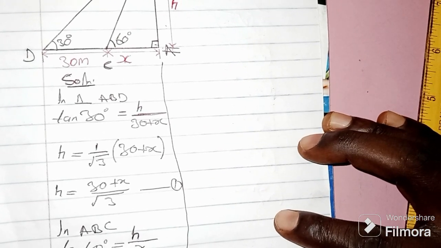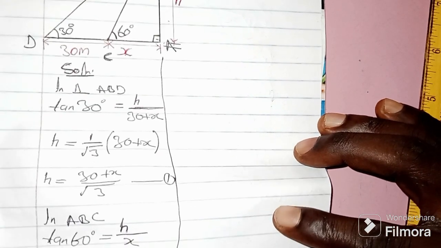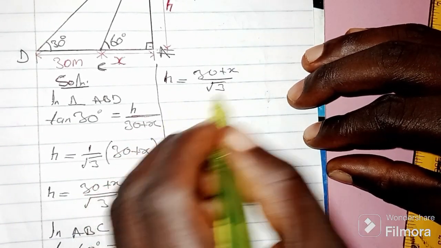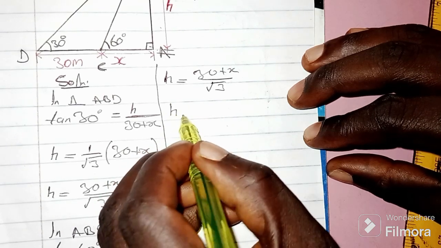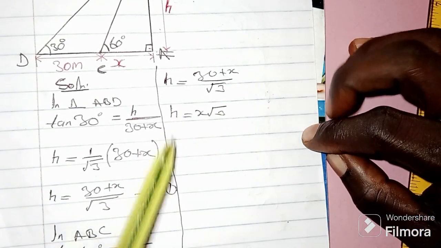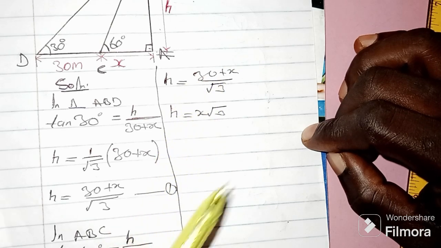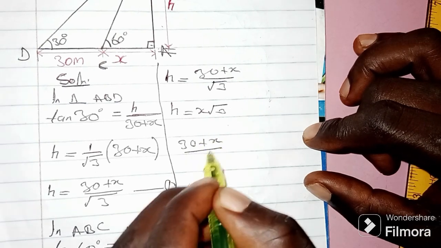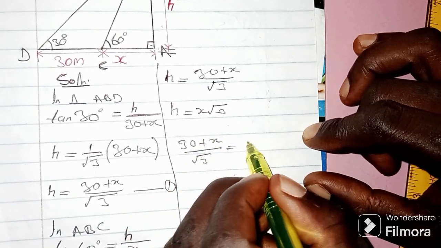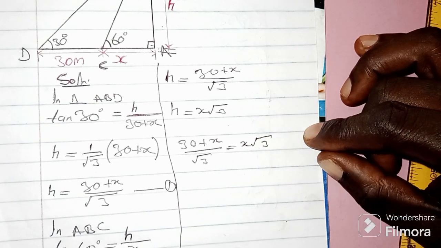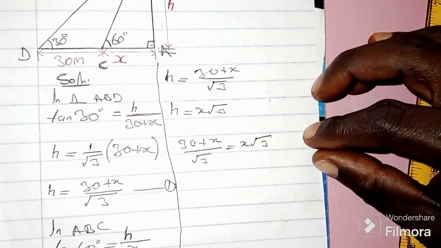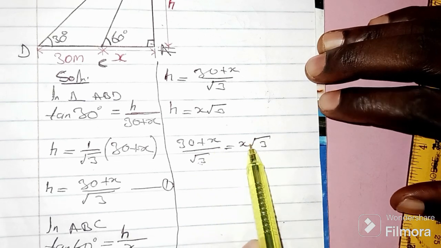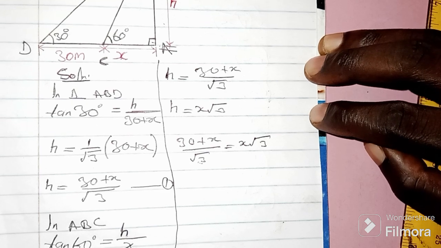When we relate equation 1 and equation 2, in equation 1 we have h equals 30 plus x over root 3, and in equation 2, h equals x root 3. So both equation 1 and equation 2 are equal to h. That means 30 plus x divided by root 3 is equal to x root 3. Very good. I have only one unknown here, which is x, so I can easily handle the situation.